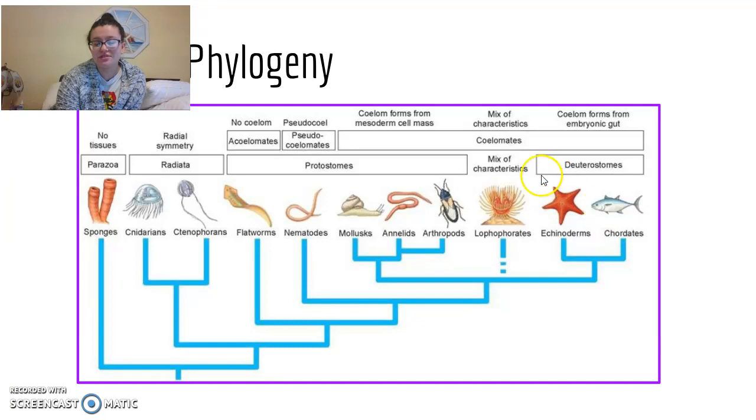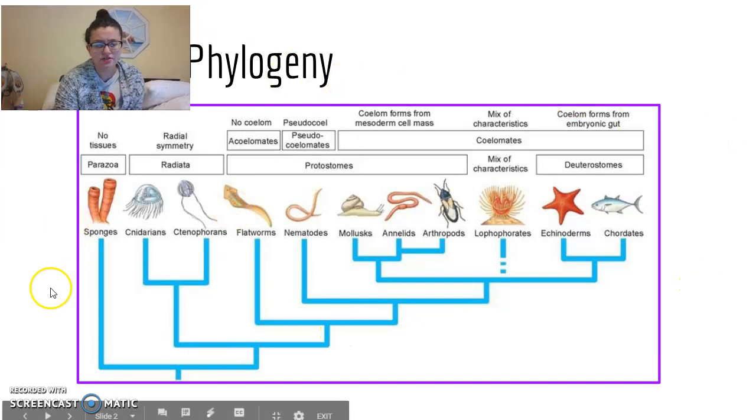In echinoderms, starfish, and chordates. Chordates aren't just exclusively fish, but these guys are deuterostomes, meaning that they form anus first and not mouth. The others are mouth first. So, they definitely have a coelom that forms from the embryonic gut. This isn't the full animal phylogenetic tree, so I don't have mammals, but this is like the beginning. I really like this. I like the idea that there's diploblasts and triploblasts and protostomes and deuterostomes. That's very interesting to me.